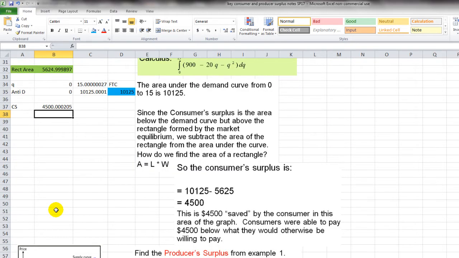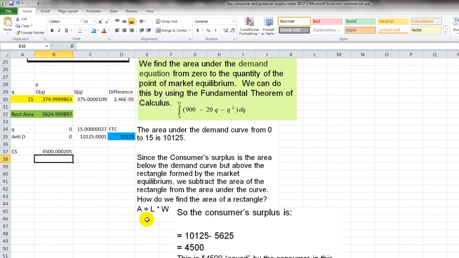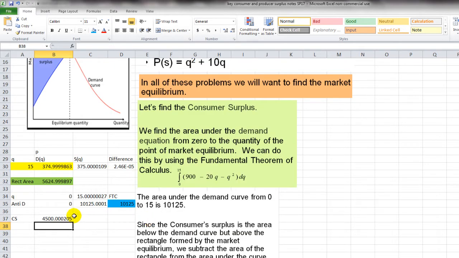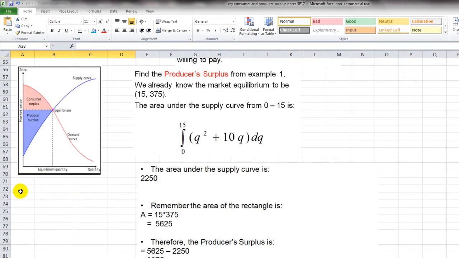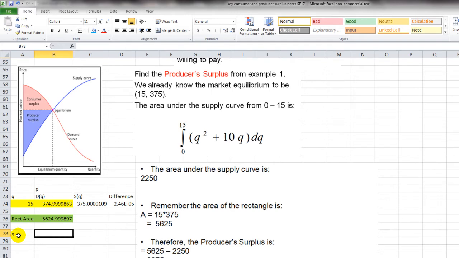Now let's do the producer surplus. So the producer surplus comes from the supply equation. You still need the market equilibrium, and you still need the rectangle. So I'm just going to copy it right back down. The only difference is now we're going to use the supply curve and find the area under the supply curve from 0 to Q bar.